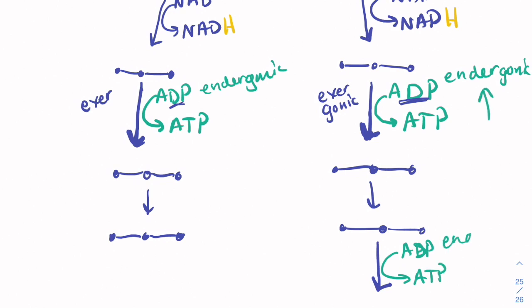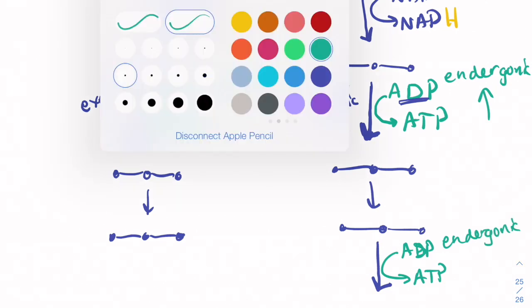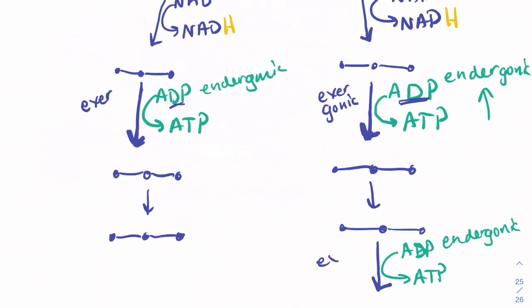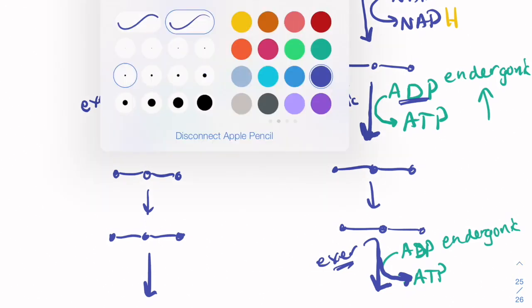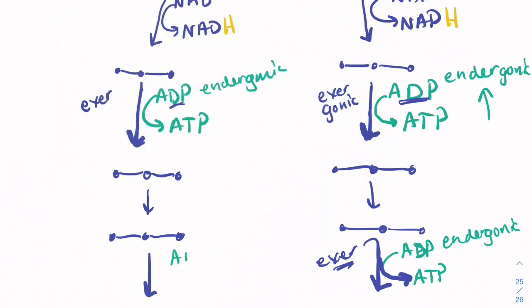So this is endergonic. We know that takes energy. So it must be this exergonic reaction that is in blue, releasing energy, and that energy goes into the ATP to form ADP to form ATP. And the same thing happens over here on the left. ADP has the energy to get its phosphate group back.